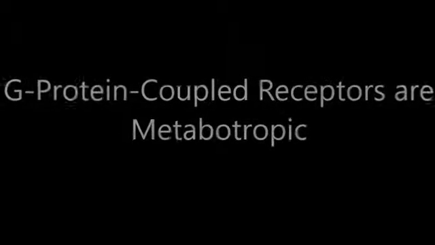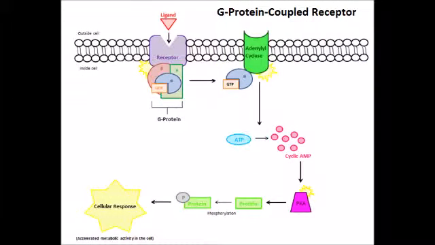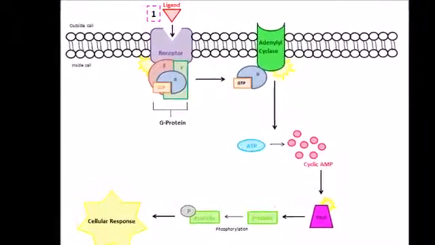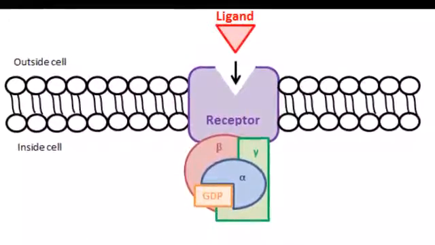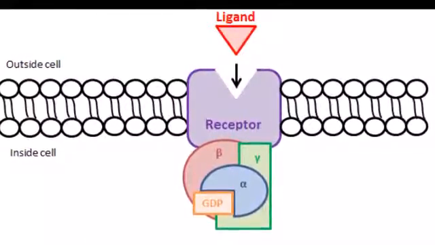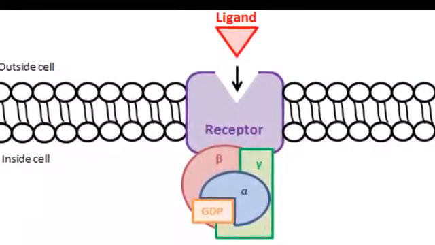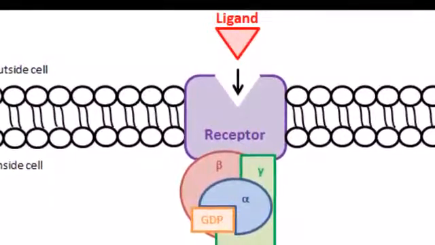Since G-proteins act through these second messengers and indirectly affect the membrane potential, they are known as metabotropic receptors. The signal transduction cascade in the G-protein coupled receptor begins with a ligand binding to the receptor protein. A ligand is a substance that binds to the receptor to communicate a signal. It is the first messenger. The ligand in the G-protein receptor can be a neurotransmitter or a hormone.